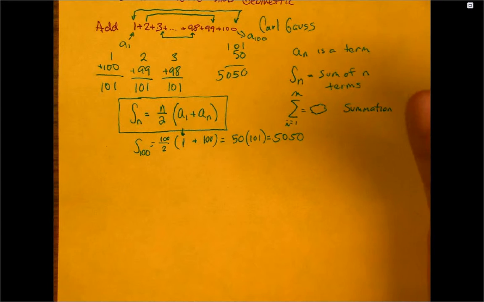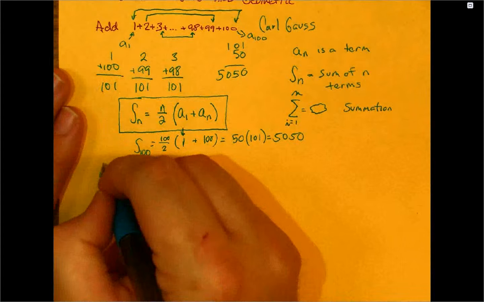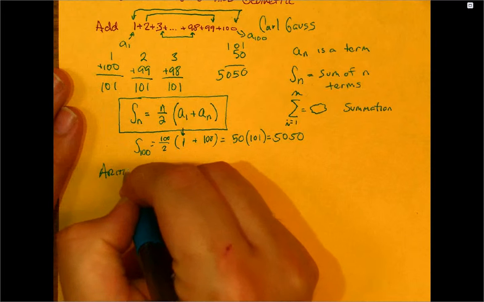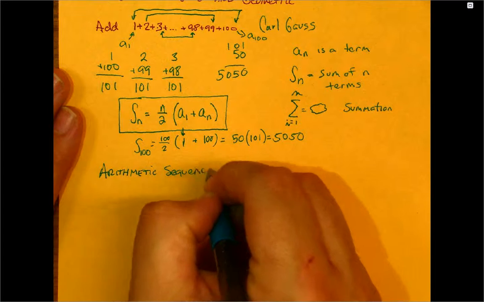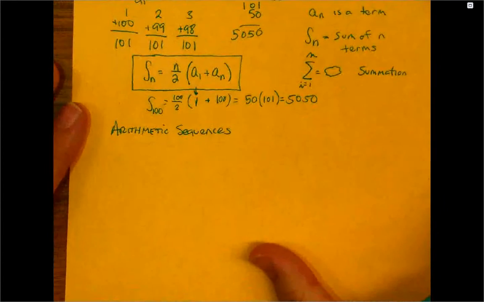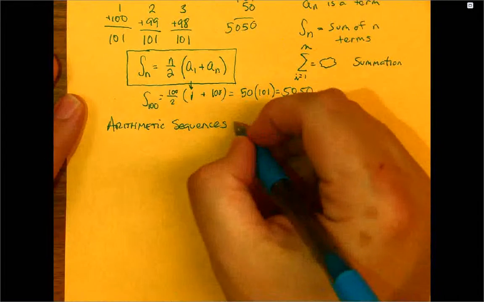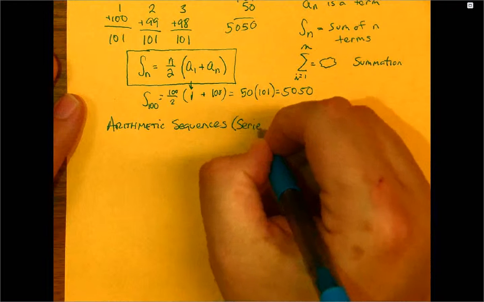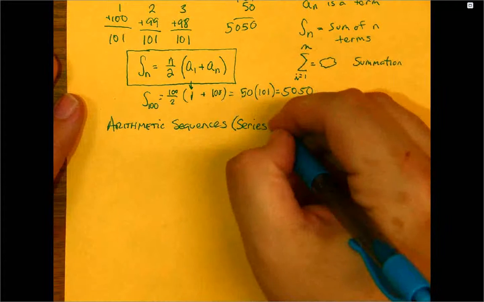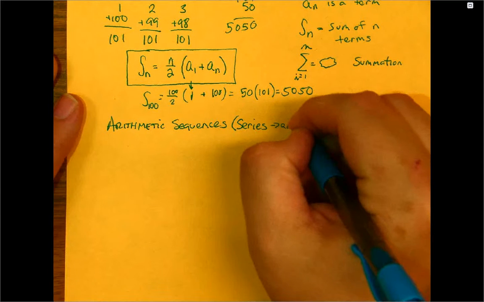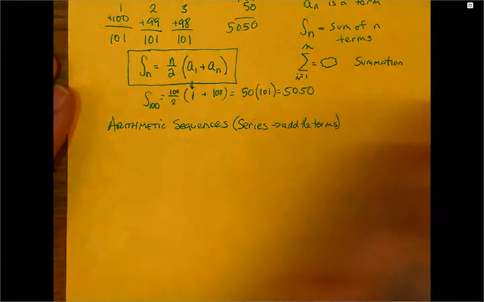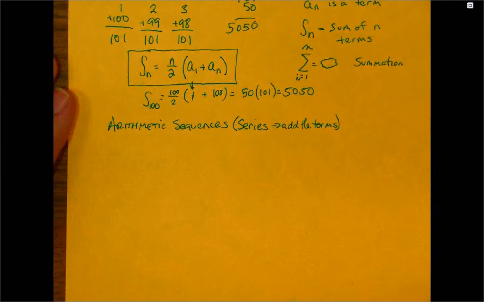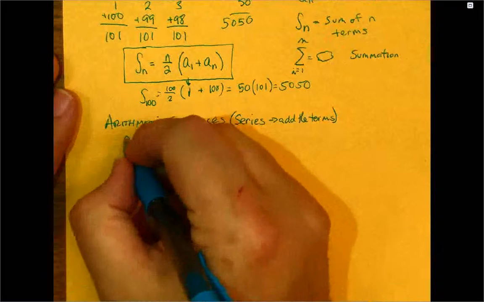Now, for arithmetic sequences, there are two formulas you can use, or actually these are for series. Series are when you add the terms. A sequence is when you just have the list of numbers, the list of terms. A series is when you add them up. So S sub n, there's two formulas.